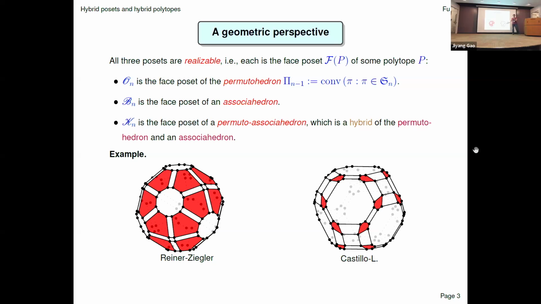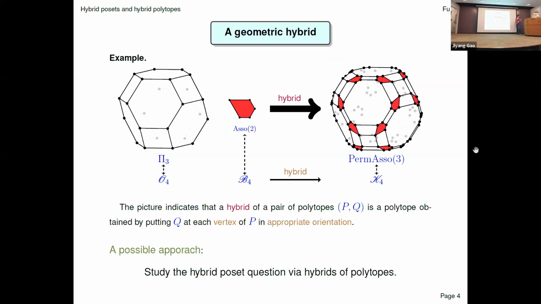So you can see that they look kind of different. However, in the next slide, I'm going to offer you a way of thinking about this model in a way that both models fit into. So this is how I look at this. This is again a 3-dimensional picture. On the bottom, I have on the poset level, O_4, B_4, and the hybrid K_4, and above them are their respective geometrical realizations.